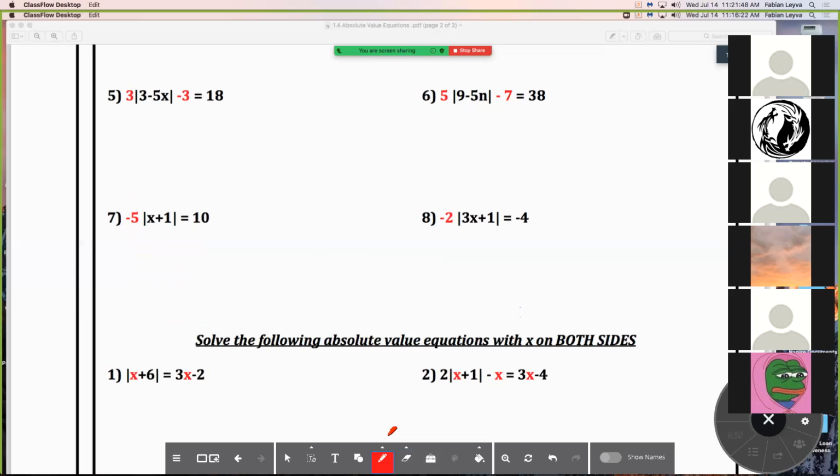Now, one thing I want to forewarn you is that although this problem seems like it's a no solution, you still haven't isolated your absolute value. So notice that after I divide by negative 2 on both sides, I would end up with 3x plus 1, absolute value of all that, is equal to a positive 2. So do not skip steps and call it a no solution if you haven't isolated your absolute value first. Okay. All right, one more problem, and I think we'll call it a day after this.